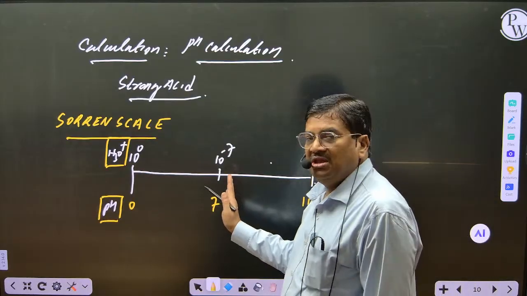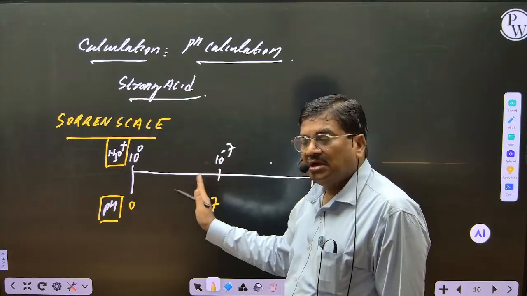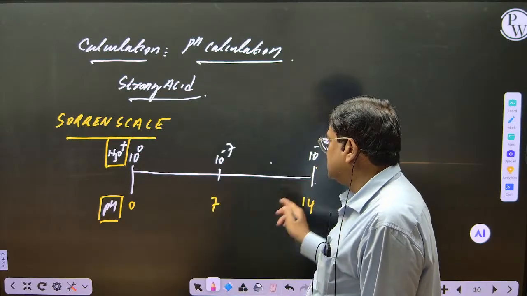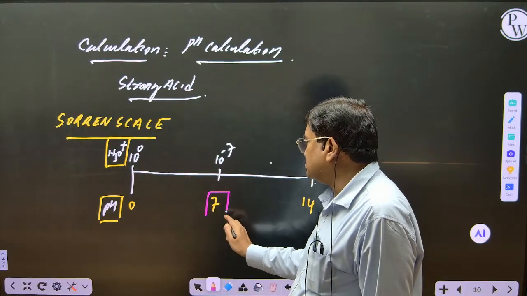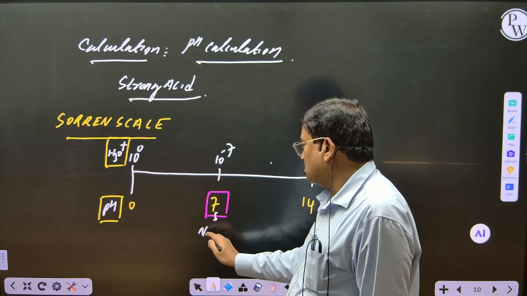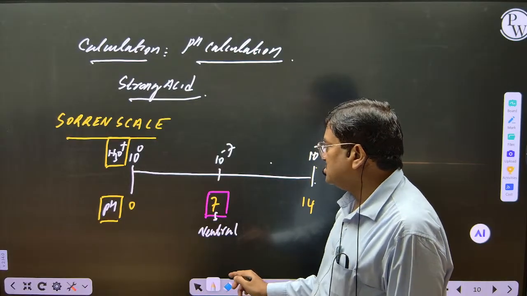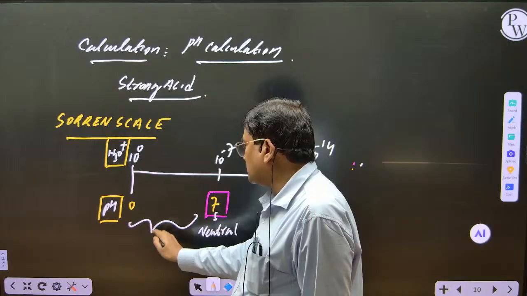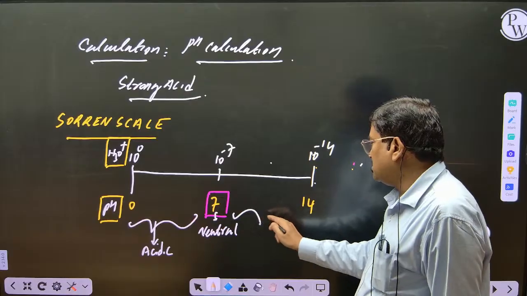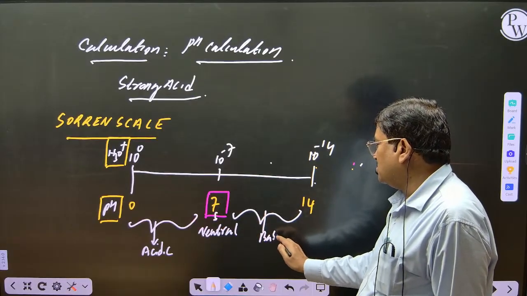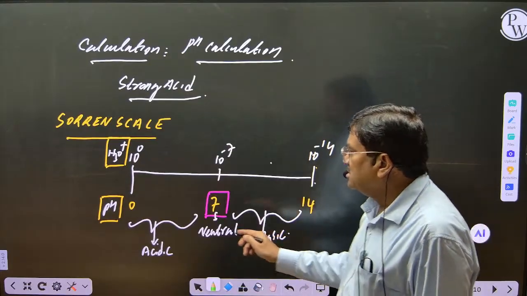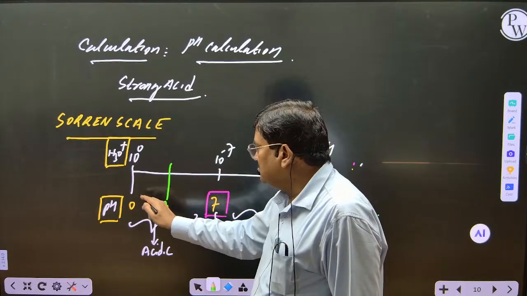Might be you know this: below 7 will be all acidic, above 7 will be basic, exactly 7 will be neutral. So this idea you have to know. 7 will be what, students? Neutral. And below 7 will be what, student? Below this will be acidic. And above 7 what, student? They are basic. And one more important thing: if it is a strong acid, the value will be below 3. See, below 3 will all be strong acid.